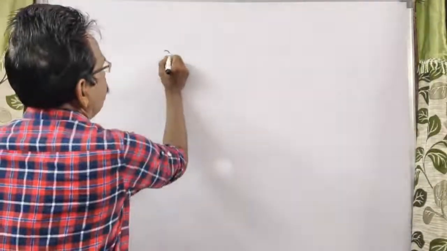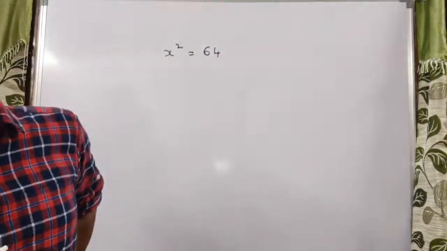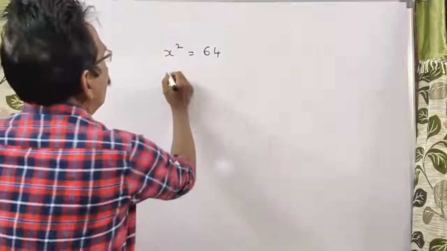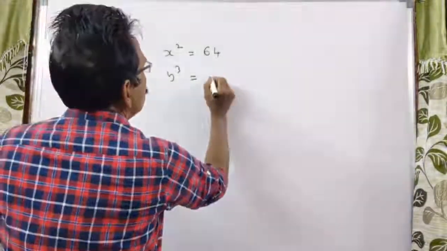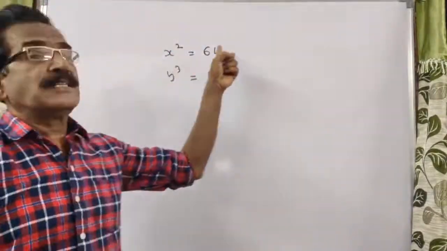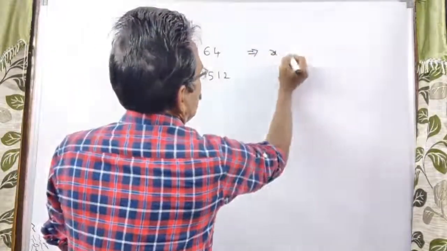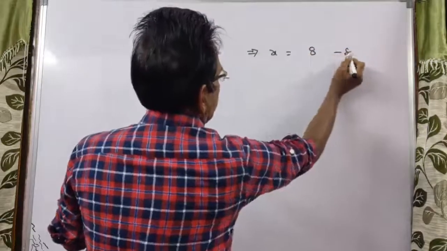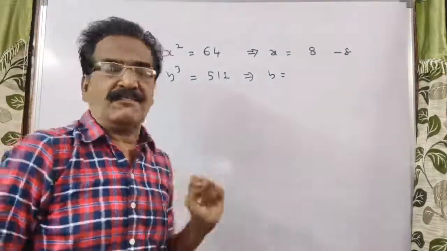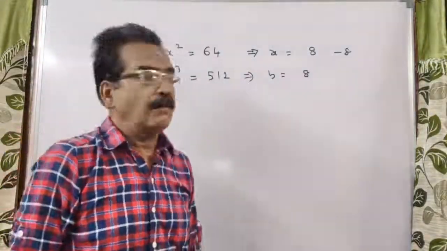x square is equal to 64 and y cube is equal to 512. See, x square is equal to 64 implies x is equal to plus or minus 8. And y cube is equal to 512 implies we have only one value, that is y is equal to 8. 8 cube is equal to 512.